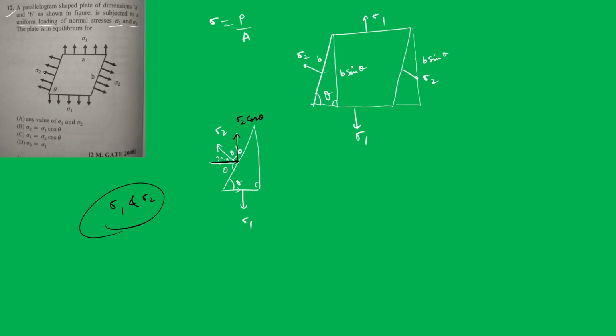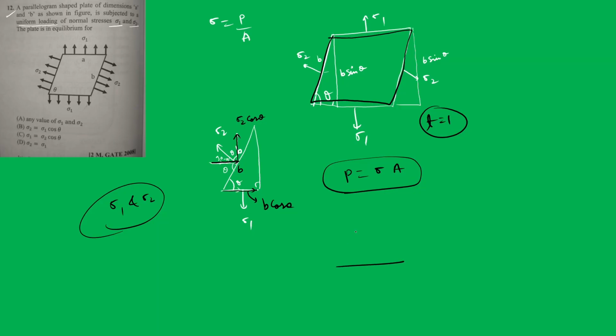Now, they are saying the loading is uniform, so I can write P is equal to sigma times A, because this is the uniform loading. And this is a parallelogram. They have not given anything about the thickness of this particular figure, so let's say that the thickness is equal to 1. So what will be the area of this face? This length is b, so what would be this length? This length will be b cos theta.